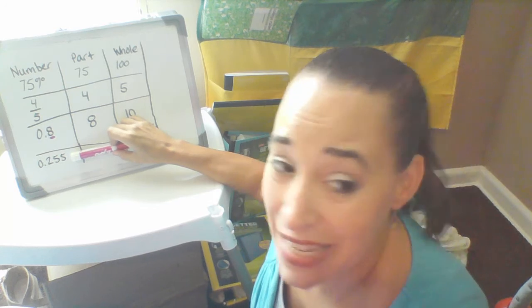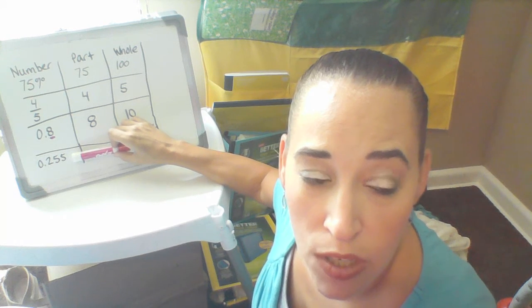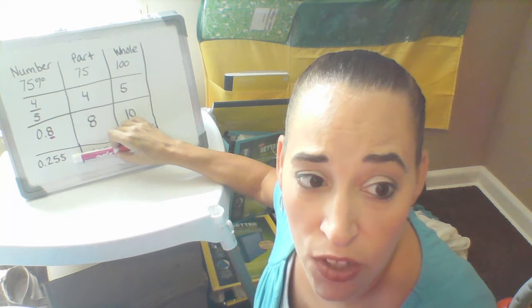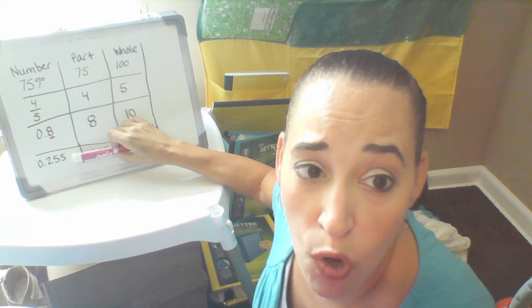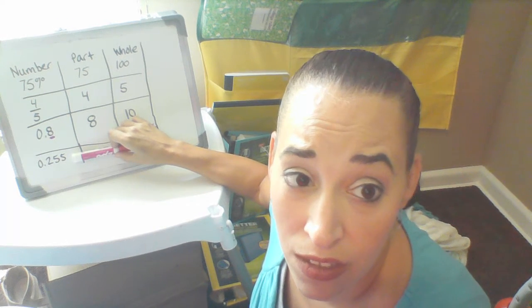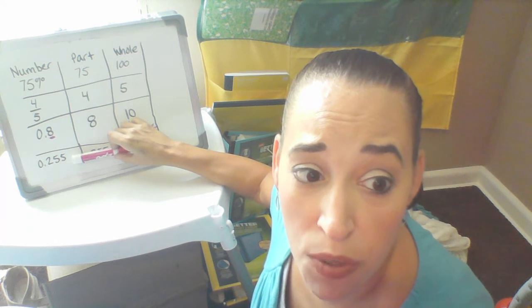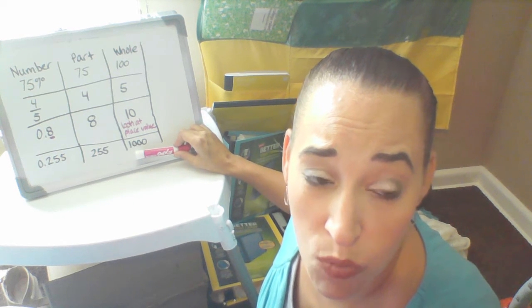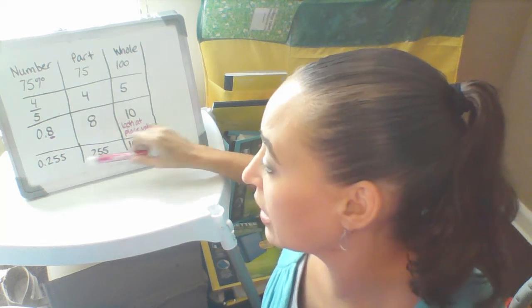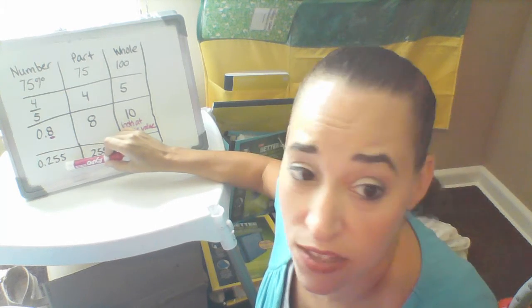Okay, so again, decimal. So the 2 is in your tenths, the first 5 is in your hundredths, and the third 5 is in your thousandths. So your whole would be out of 1,000, and your part would be 255. So 255, and then 1,000 would be your whole. Okay, because tenths, hundredths, thousandths.